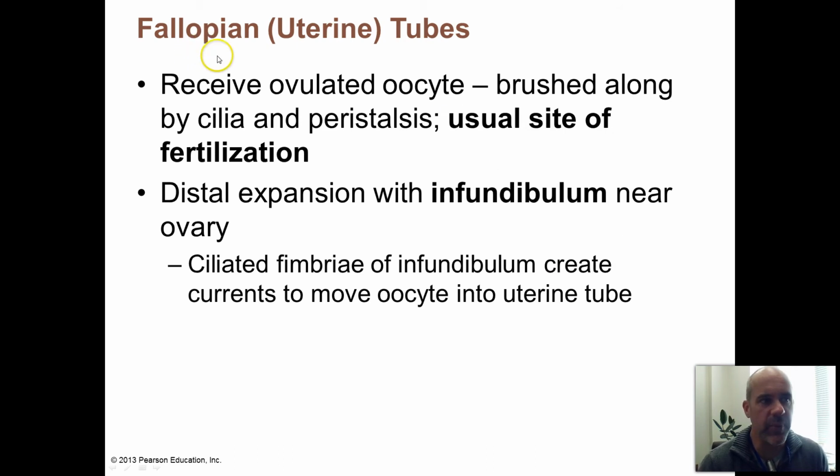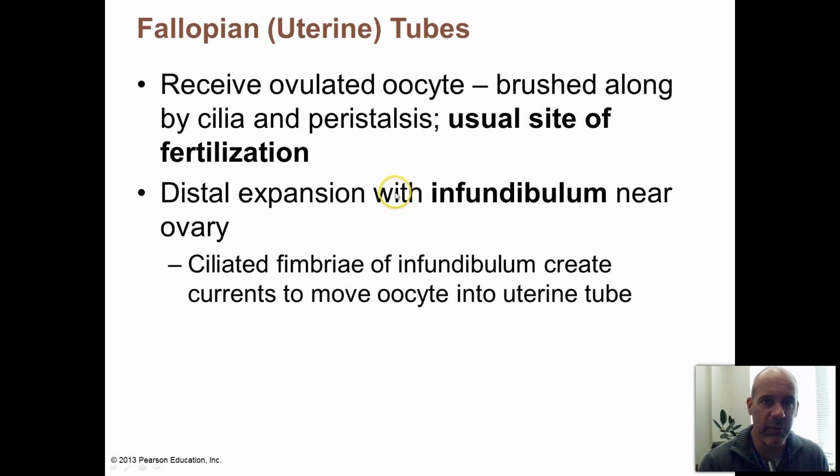A few more features of the fallopian or the uterine tubes. The inner lining of a fallopian tube has cilia along it, little hair-like projections that help brush the ovulated oocyte along. And also there's smooth muscle tissue in the walls of the fallopian tubes, and that contraction causes a type of peristalsis to occur, kind of like you have along your intestinal tract, and that helps squeeze the oocyte along as well. Do keep in mind the usual site of fertilization where sperm will find an oocyte is inside a fallopian tube. That's the usual site where that occurs.